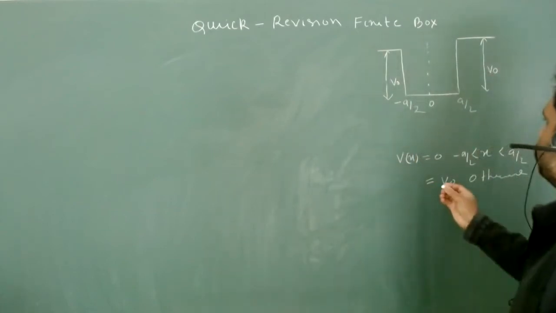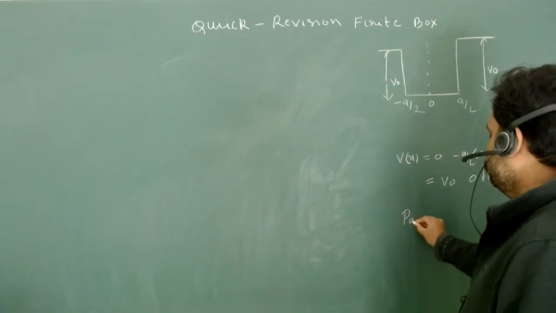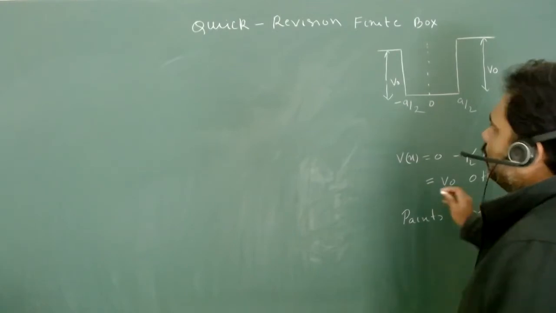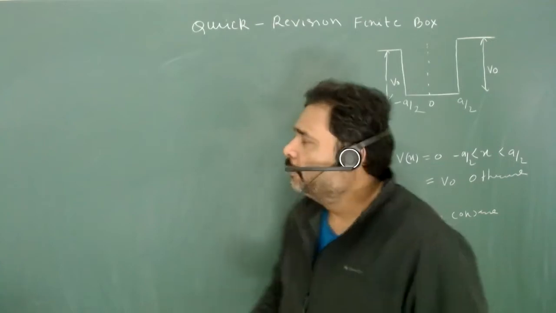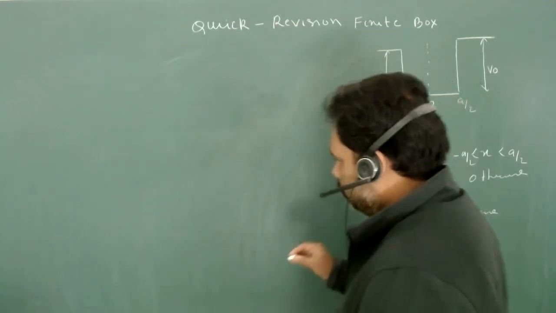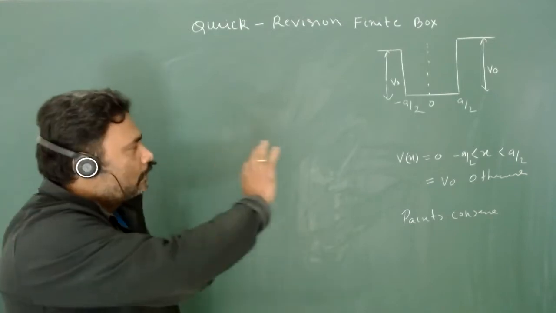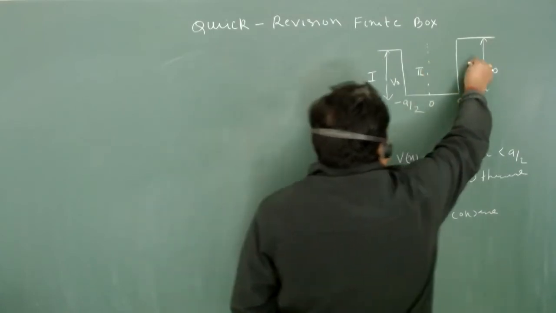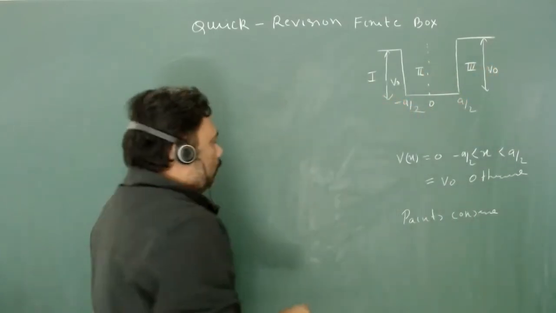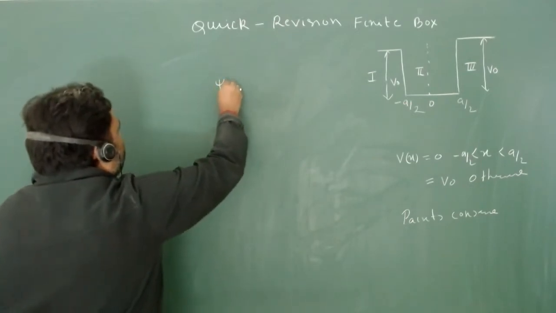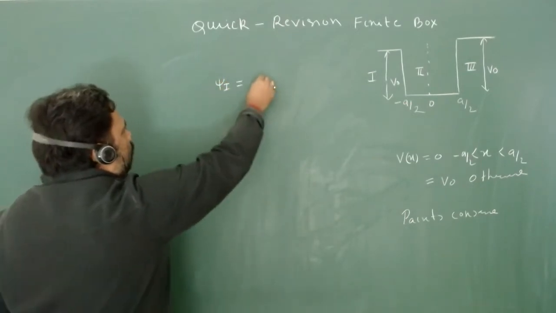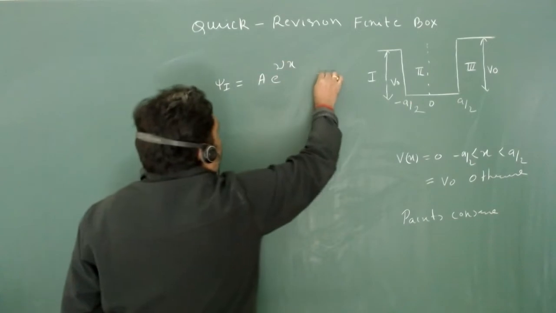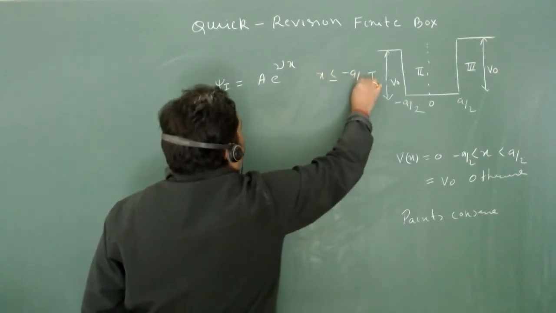One thing you should know is that parity is going to be conserved. So that means my wave function will be odd or even. So we can have two types of wave function, and we have to solve the Schrodinger wave equation in all three regions. This is region 1, this is region 2, and this is region 3. In region 1, we have wave function psi 1, which will be, let's say, A e to the power gamma x, for x less than minus a/2.